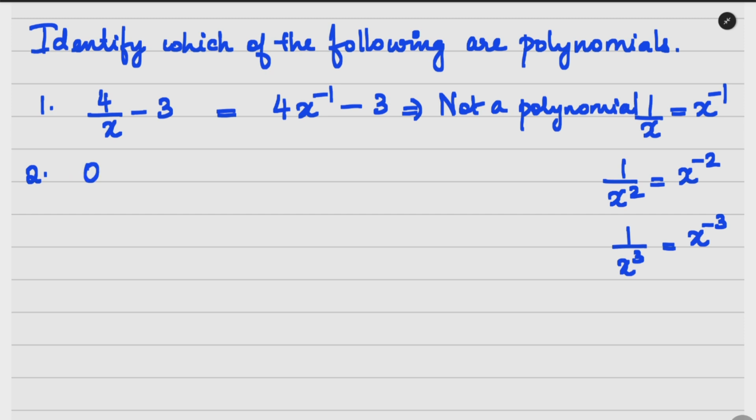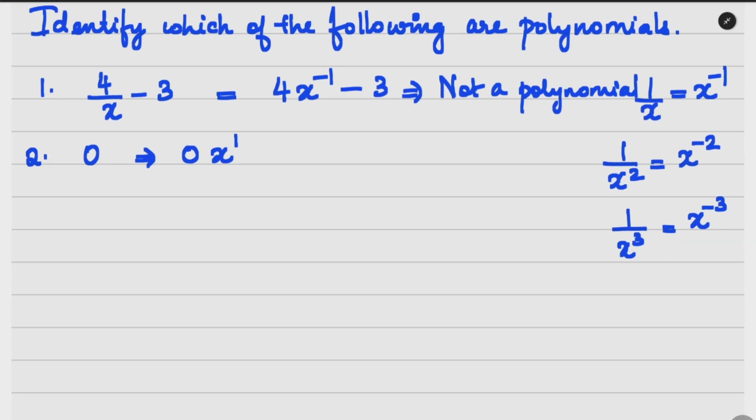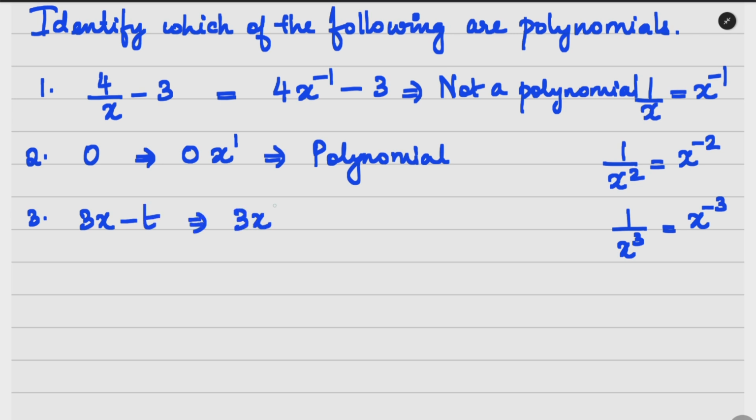0. What about 0? Is it a polynomial or not? Let me tell you. Anything multiplied by 0 is still 0, right? So I can write 0 into x to the power 1, 0 into x to the power 2, 0 into x to the power 3. Anything is 0. So this is a polynomial. The third question: 3x minus t. Now look at the powers of the variable. 3x is nothing but 3x to the power 1 minus t to the power 1. Yes, it is a polynomial.